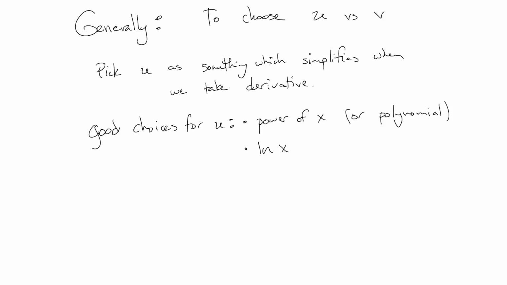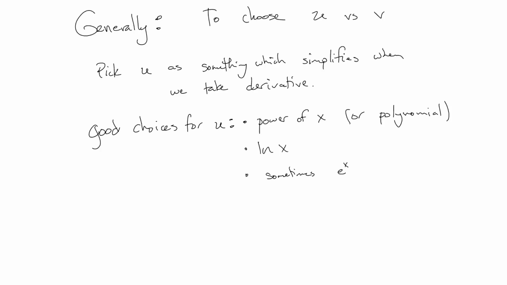They are generally bad choices for the dv, that's the other part. But these are good choices for the u. And I will say, just as a third one, sometimes e to the x. I say sometimes because e to the x actually doesn't get simpler when you take its derivative, but at least it doesn't get more complicated. So e to the x sometimes will work, although usually we don't want to make that the u, okay?